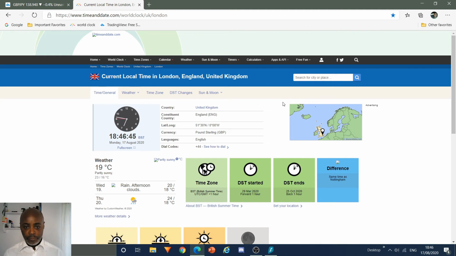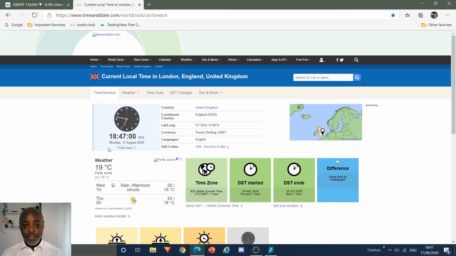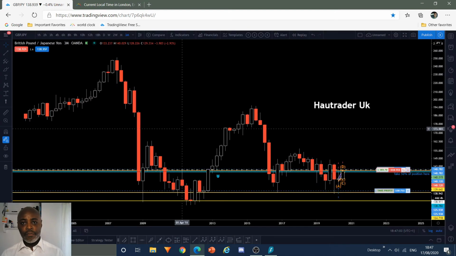Now, I'm going to jump into this pair very quickly because I just want to give you a little timeline of what's happened so far. The pair that we're talking about is the British pound Japanese yen. Back on the 6th of August, and remember, we're here on the 17th of August right now at almost 10 to 7 p.m. UK time, I said that I was bearish this pair.